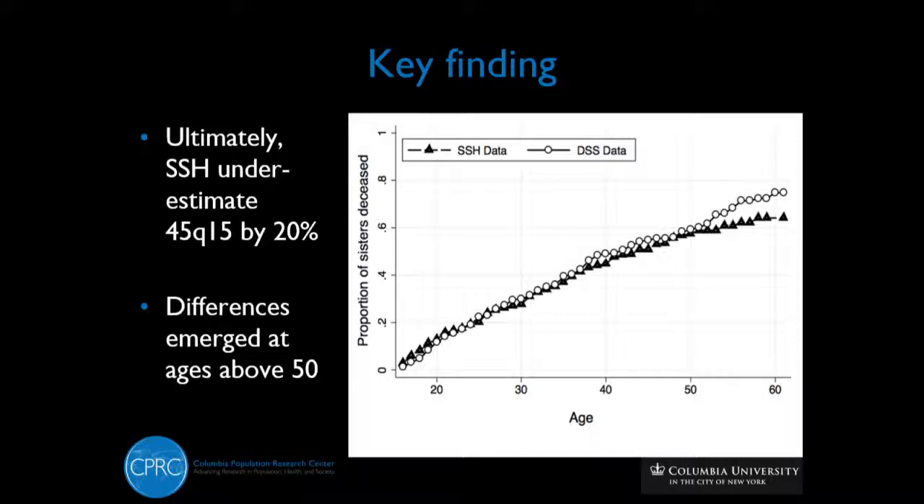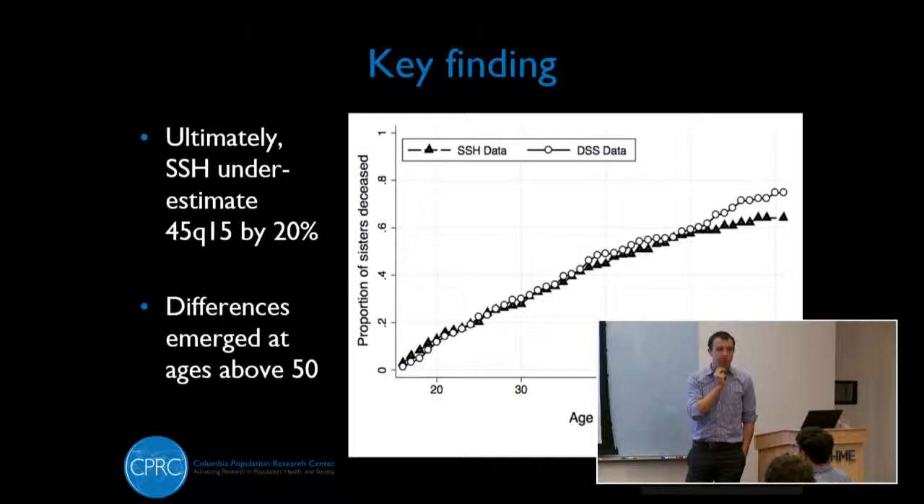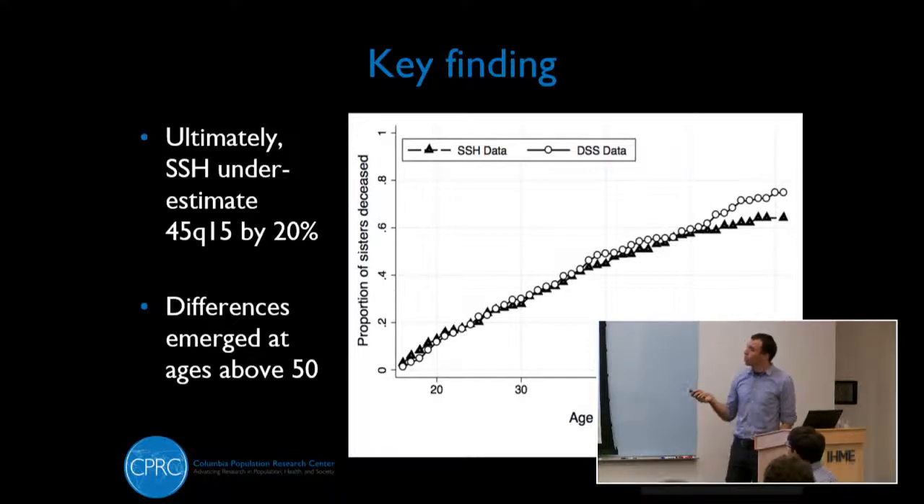And what we find is that for most of adulthood up until age 50, both estimates align fairly well. Okay? But when you get to age 50 and above, things start to diverge very significantly, and in the end, the estimate of survival between 15 and 60 is lower by 20% in the sibling survival data than what is observed in the demographic surveillance data. Okay? Yeah. What were the age ranges of the respondents? Respondents were 15 to 59. Okay, so that's what you get.